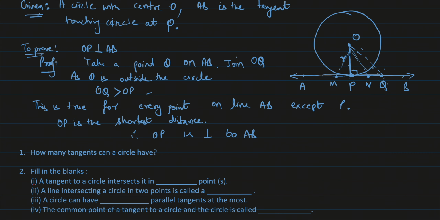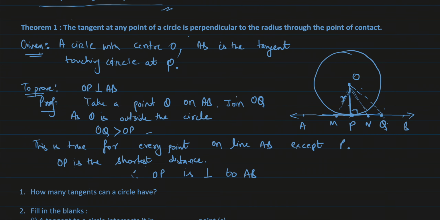Fine. So we are done with the theorem which says that tangent at any point of a circle is perpendicular to radius. This is a very important theorem that we'll be using in solving the questions. How to prove it? You need to take a point which is exterior to the circle on this line AB and say that OQ is greater than OP, because if you take any other point also, that will be greater. The reason for that is that OP is the radius and Q is outside, so it is greater.